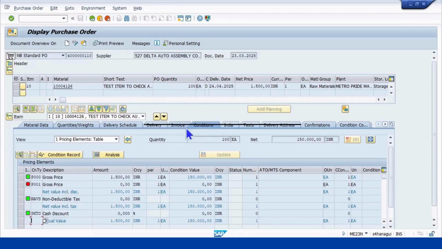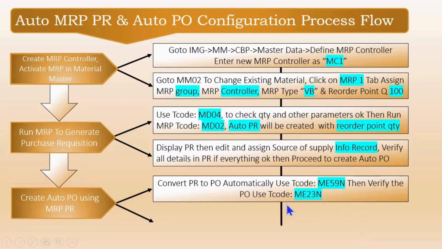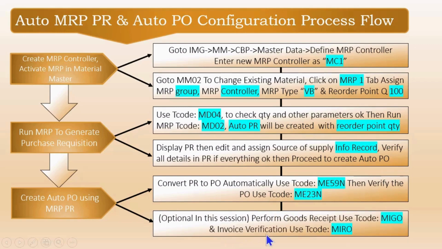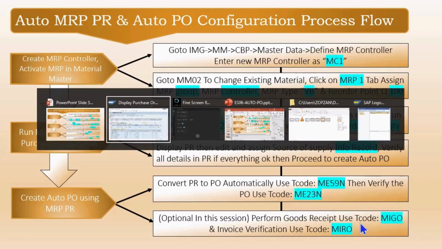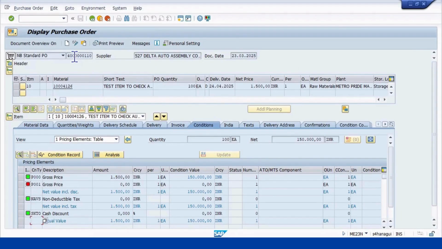As the automatic purchase order is created from the purchase requisition, now we'll see what we have accomplished so far. We used the transaction code ME59 and we created the purchase order and we have seen the purchase order. Now this is optional, but let us see. We'll complete the P2P cycle by doing these two, MIGO and MIRO. So quickly we'll do MIGO first and then we'll do MIRO. Go back to the system without wasting our time. So this is the purchase order. Just take a copy of this purchase order.